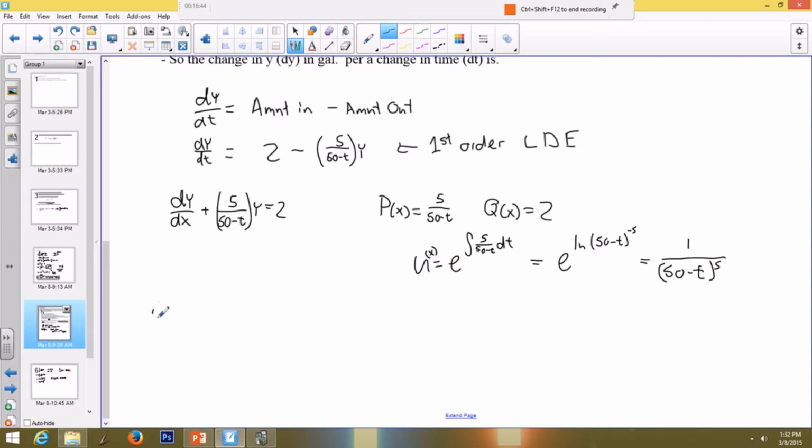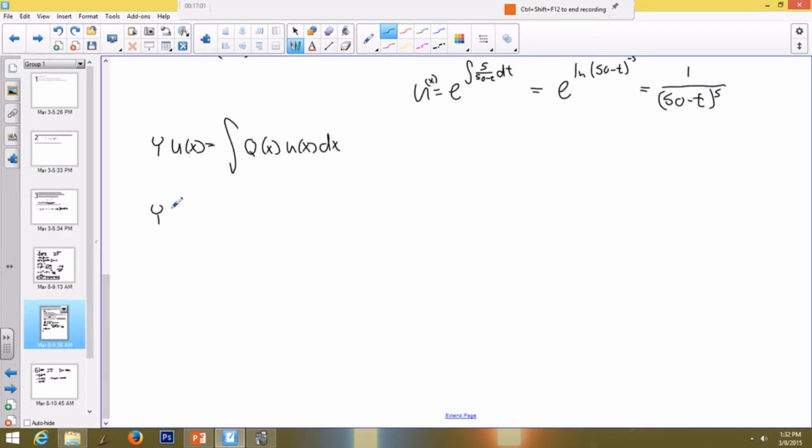And so when I go to rewrite it, remember it's y times u of x is equal to the integral of q of x, u of x, dx. So filling this stuff in, I've got y times 1 over 50 minus t to the fifth is equal to the integral of 2 times 1 over 50 minus t to the fifth, and we're going to go dt in this case because that's the variable that we're integrating with respect to. Okay, so doing this integral.